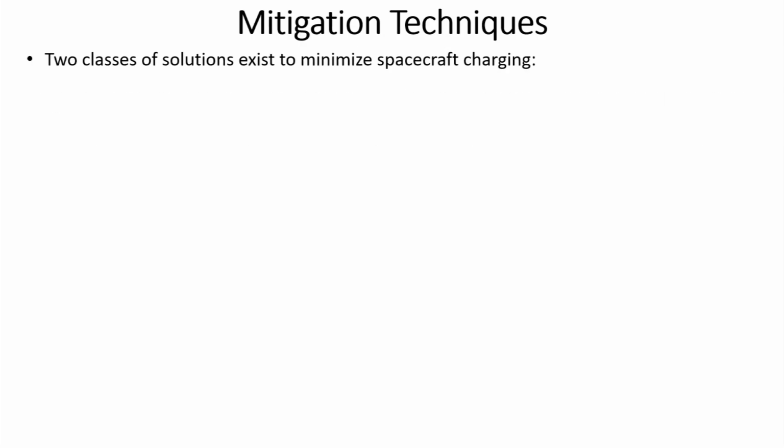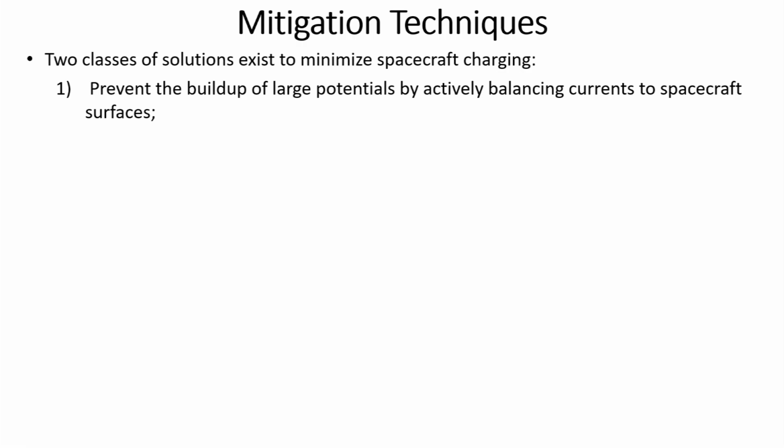So, what are the mitigation techniques? Generally, there are two types of mitigation or solutions. First, you prevent the buildup of large potentials by actively balancing currents to spacecraft surfaces. What do I mean by that? The whole system should be connected, and there should be a conducting path. Even if some dielectric is used, the dielectric should have good electrical conductivity.